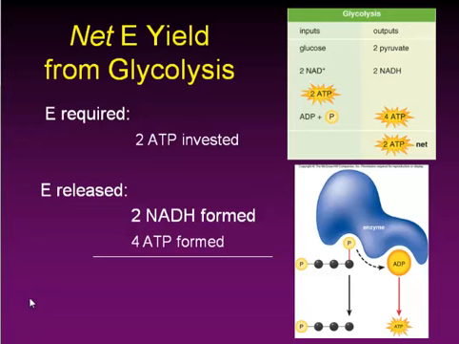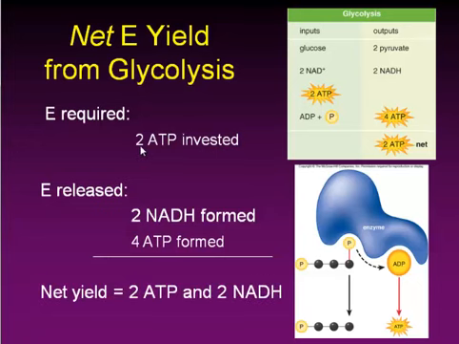Take a look. When I say net yield, remember, we have to burn 2 and we get 4 out. So we spend 2, we get 4, which means our net yield is 2 ATP. That is, we spent 2, we gained 4, so we end up with 2 ATP in the end, plus those 2 NADHs. And then of course, don't forget the pyruvate. At the end, we end up with 2 3-carbon chains of pyruvate that will get used in the next step.